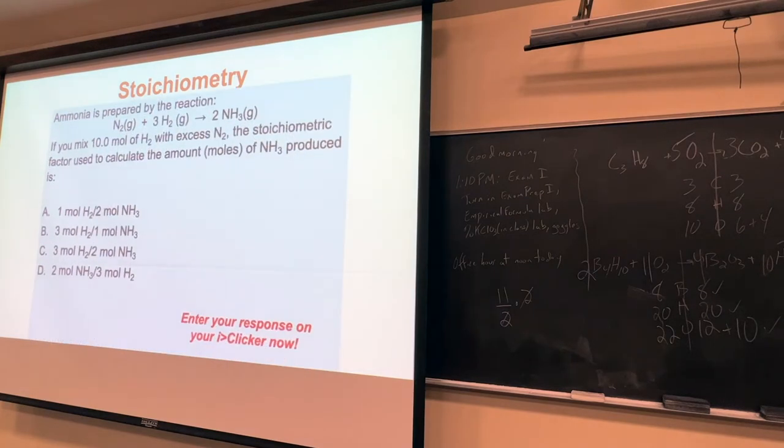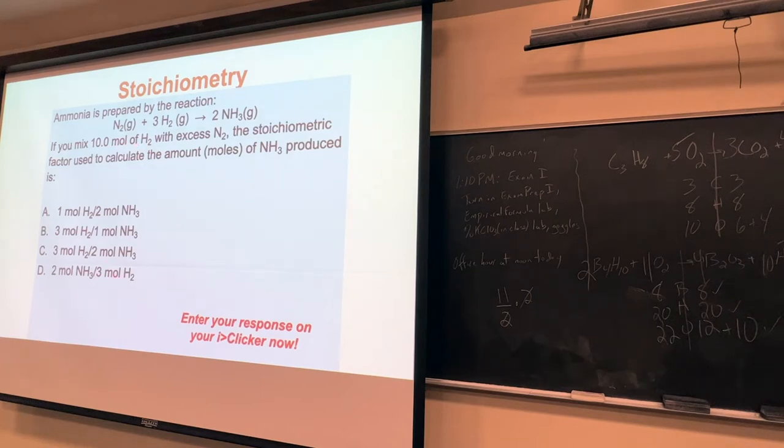But first, ammonia, NH3, can be made from nitrogen and hydrogen. This question says we have 10 moles of hydrogen, H2, and we want to see how much NH3 we can make if the N2 is in excess, and that'll be important. If we have 10 moles of H2, we need a relationship between the H2 and the NH3, what we're starting with and what we want to make. If you look at this reaction, if we're starting with H2, that means in our relationship, we want hydrogen on the bottom.